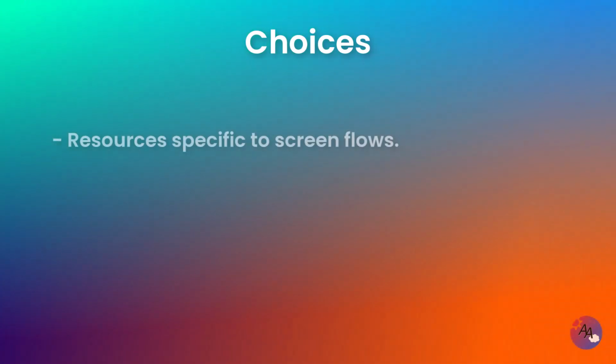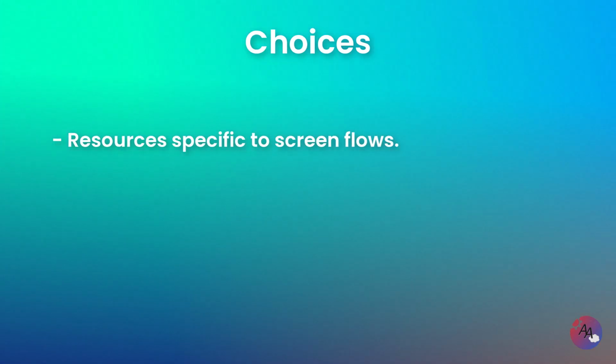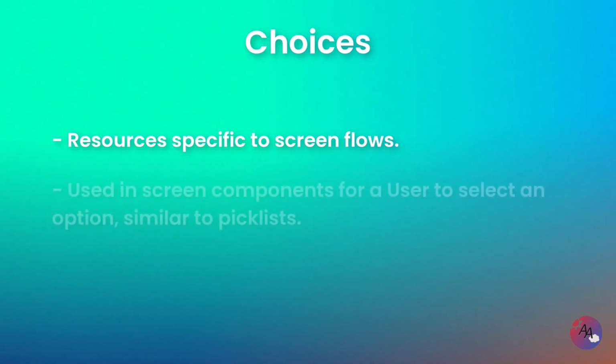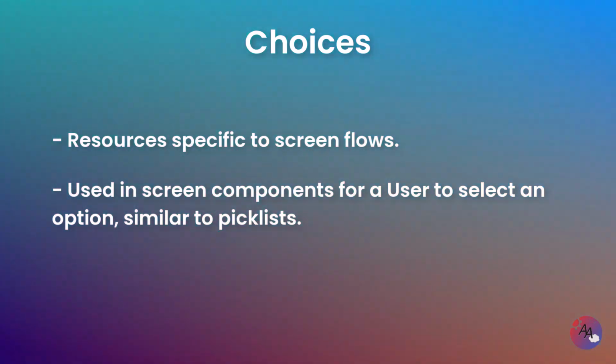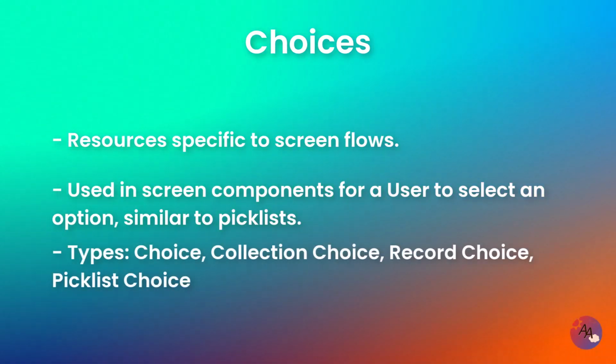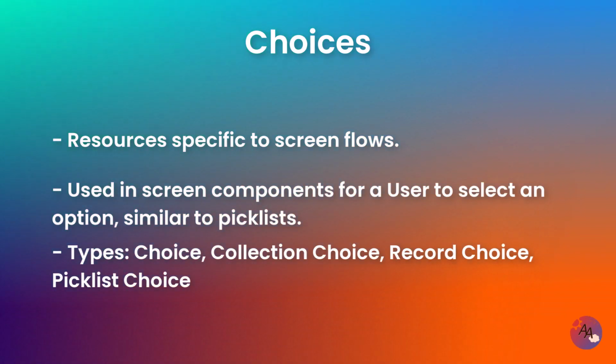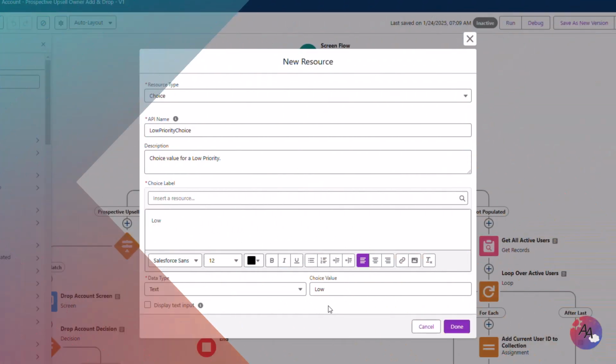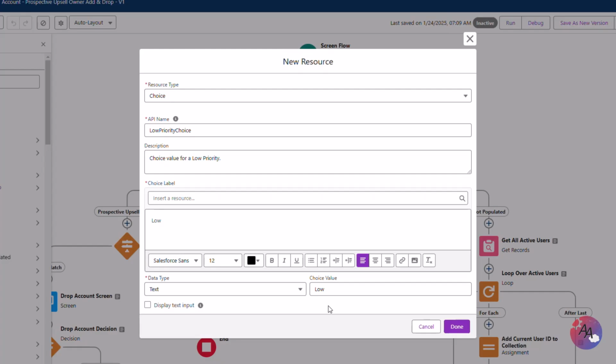The remaining 4 resources are specific to screen flows. These are known as choices. Choices are used in screen components to allow a user to select one or multiple options, similar to pick lists and multi-select pick lists. The choice option is a single, manually created value. In most use cases, multiple choices are created and then are set when building out a screen.